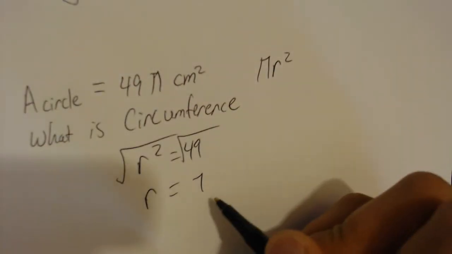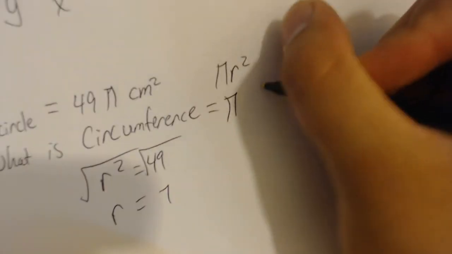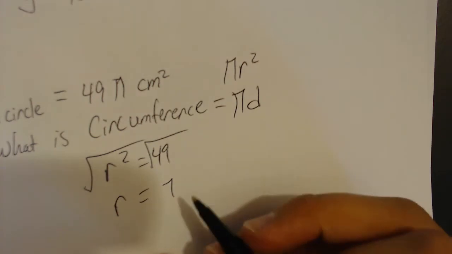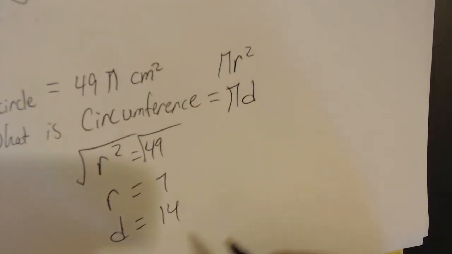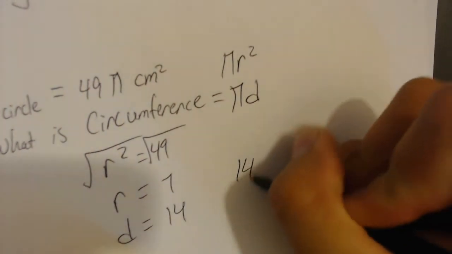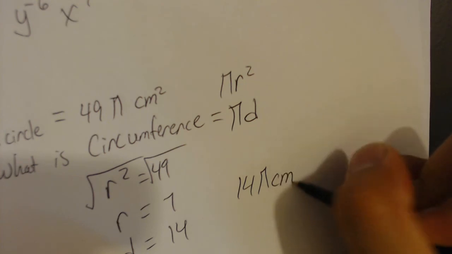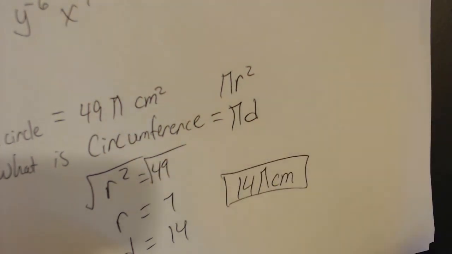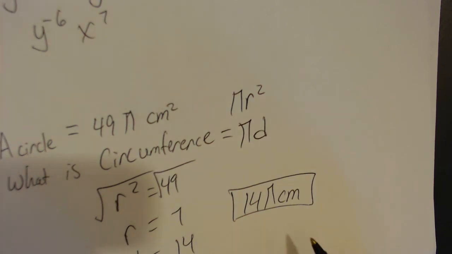So if the radius is equal to 7 and the circumference is equal to pi times diameter, we double the radius. That would equal the diameter. So the diameter is 14. So the value of the circumference would be 14 pi, and then don't forget your unit, centimeters. The unit will not be squared because circumference is a linear distance, not an area distance. So the answer would be 14 pi centimeters.